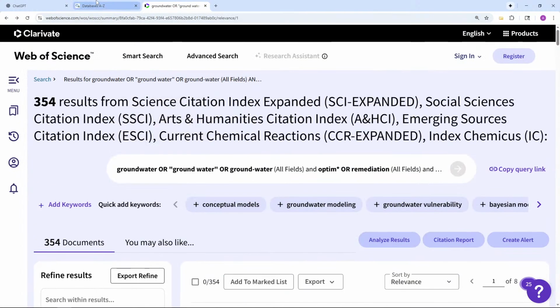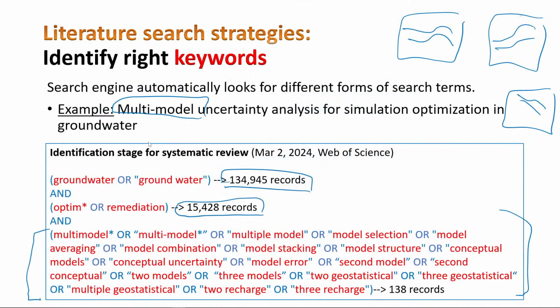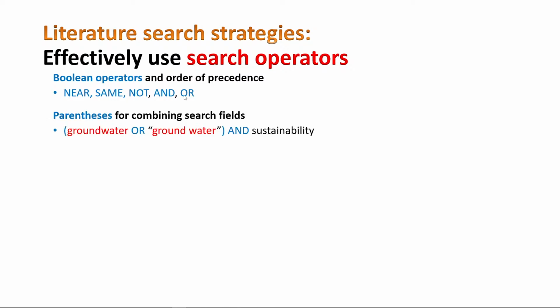But anyway, that's basically how you do this search. I hope this video is not getting very long. But anyway, there are other search operators that you can use, like NEAR, SAME, NOT, AND, OR. I'm not going to go into this in detail, but you can play with this on your own. Parentheses are for combining searches. So basically, I'm telling it to use parentheses: groundwater OR groundwater AND sustainability. That will find everything about groundwater and it will filter it by sustainability.